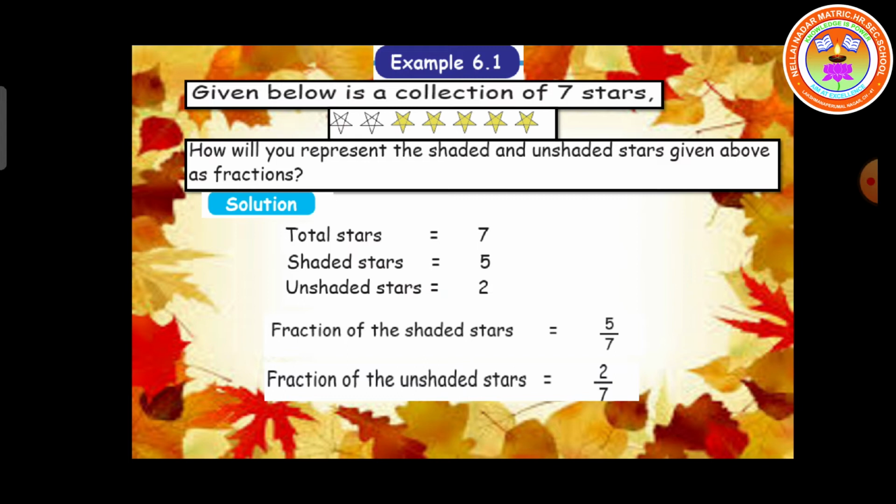It is 2 stars. So we can write the fraction of the shaded stars is equal to, how many shaded stars are there? 5. Total stars are 7. So out of 7, 5 stars are shaded. So we can write 5 by 7. Then how many unshaded stars are there? 2 stars. So out of 7, 2 stars are unshaded. So the fraction of the unshaded stars is equal to 2 by 7. Now this example, is it clear, students?